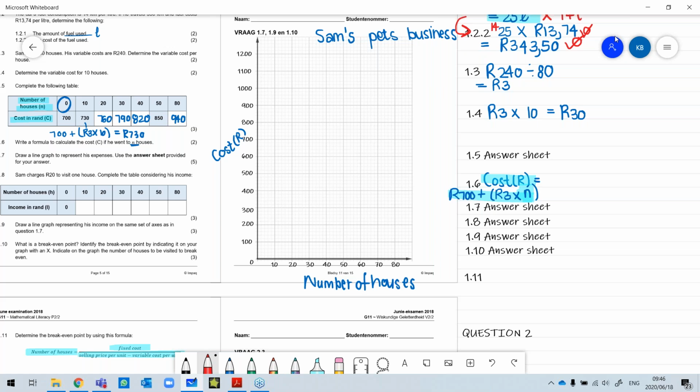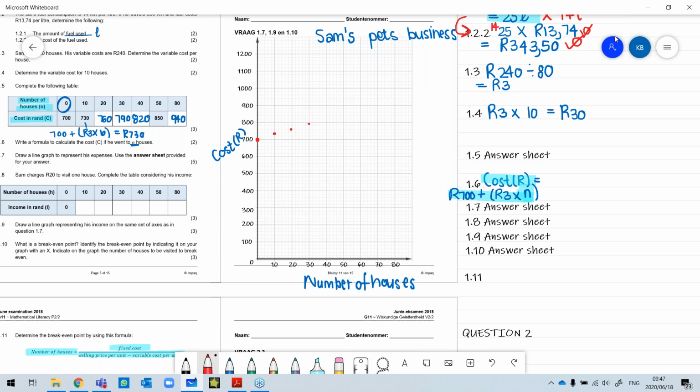For 0 houses, take a look at this. We're not starting at 0. We are starting at 700 because he has a fixed expense of 700 even if he visits 0 houses. So it starts at 700. For 10 houses, it is going to be about over here, 730 rand. For 20 houses, it's going to be about 760 rand. For 30 houses, it's going to be about 790 rand.